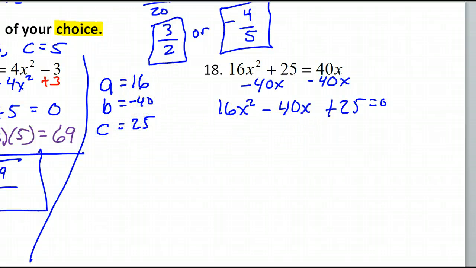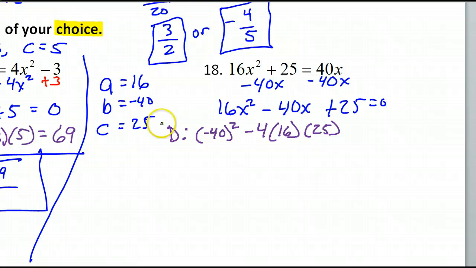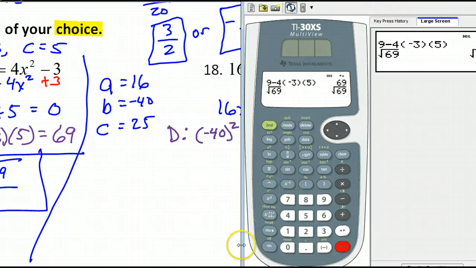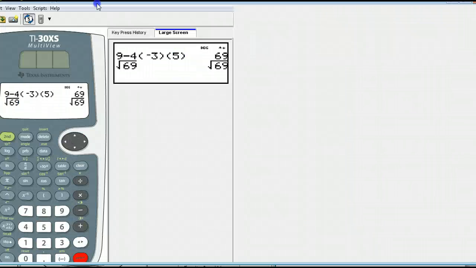Okay, so let's find the discriminant. B squared minus 4ac. So b is negative 40. So there's b squared minus 4ac. So I've got that. Alright, I'm gonna just put that in the old calculator.